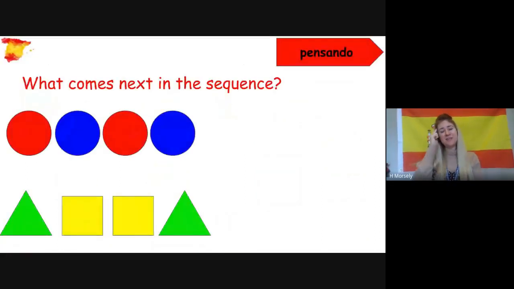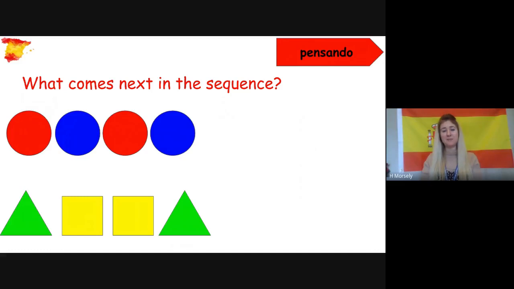Okay? So this is a thinking task. It says, what comes next in the sequence? So if you have a look, I've got a red circle, a blue circle, a red circle, a blue circle. What would come next in the sequence? Can you say it in Spanish? Muy bien. So the next shape in my sequence would be el círculo rojo. And after that, el círculo azul. Muy bien.